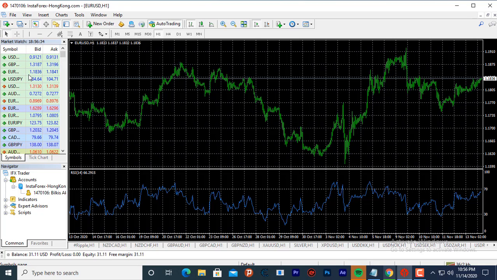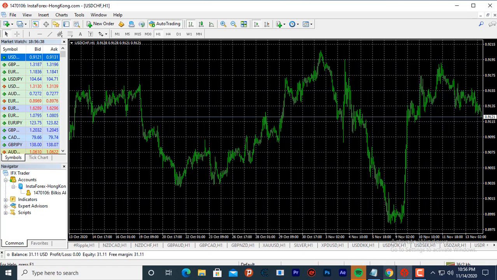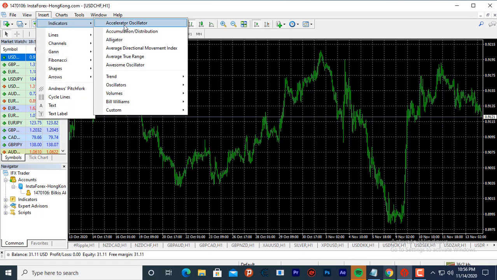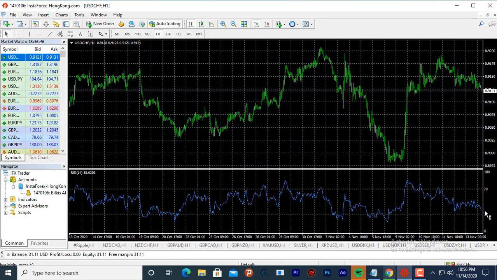RSI oscillator signals. There are three basic signals provided by the Relative Strength Index technical indicator. Since it is a leading indicator, the signals can typically come prior to the actual price move happening on the chart, depending on what information you use to enter the trade.